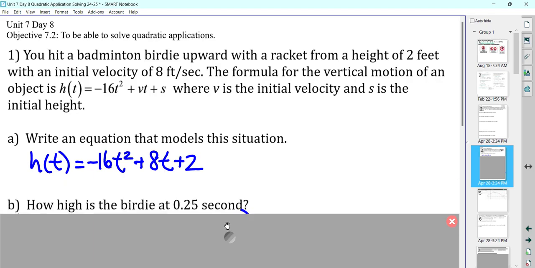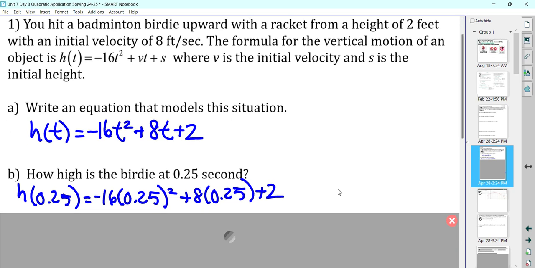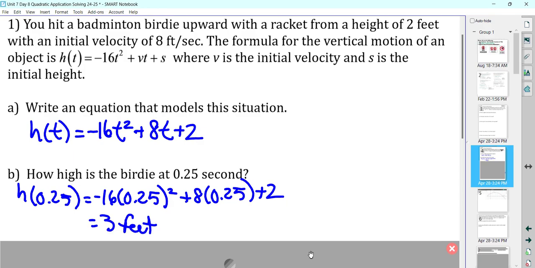Now for the second part, how high is the birdie at 0.25 seconds? Well, this is a time, and in our problem, time is represented by t. So I have two options of what I can do to solve this part of the problem. I can substitute 0.25 in for t into my function and follow my order of operations to evaluate it for that time. So if I did that with my substitution and then worked it out, I would square this, multiply it by negative 16, take this times 8, add each of those terms together, I would end up with a height of 3 feet.